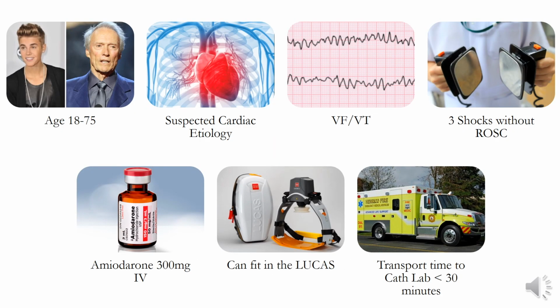This is their inclusion criteria. They have a little bit of older patient population. They included age 18 to 75. Also a suspected cardiac etiology. They included only VFib and VTach that is refractory to 3 shocks and amiodarone 300 milligrams. These patients had to fit in the Lucas and therefore get mechanical CPR. And their transport time to the cath lab had to be less than 30 minutes.